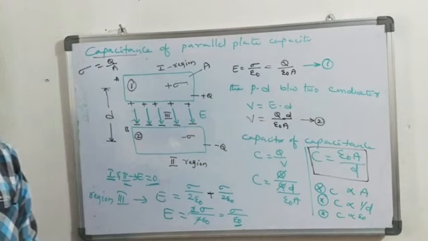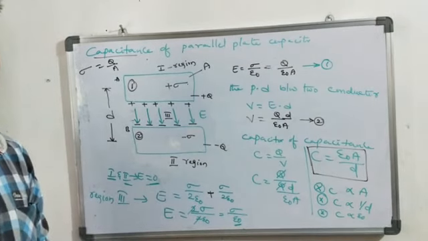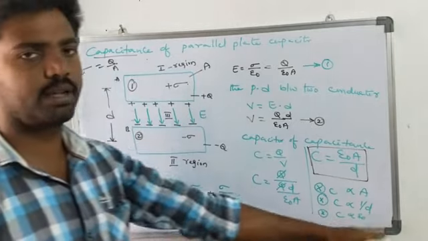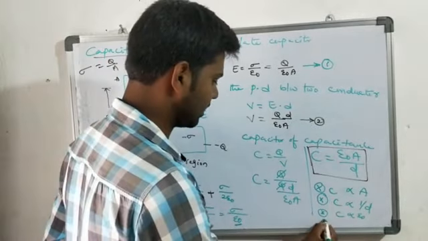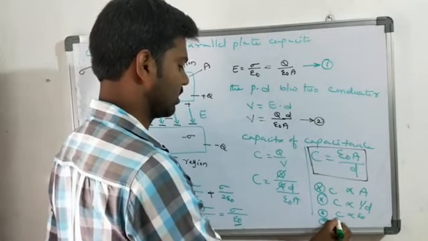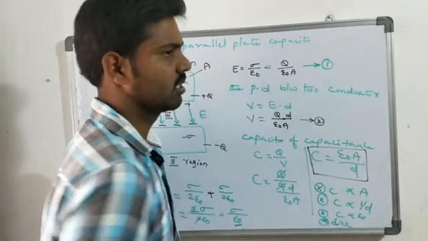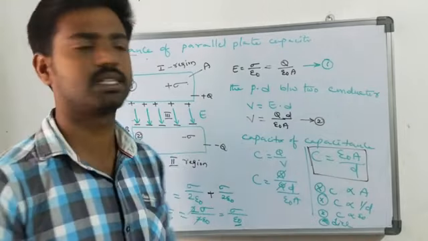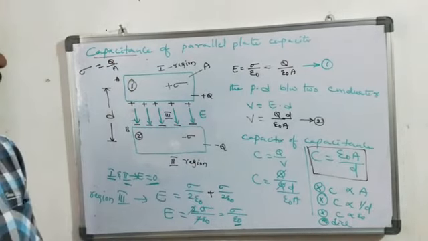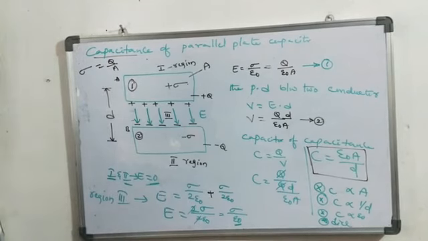Its value is 8.85 into 10 to the power of minus 12. If it is placed in a medium, epsilon, and also it depends upon the dielectric constant. About the dielectric constant, in the next video we will discuss. Okay. So this is called the capacitance of a parallel plate capacitor.